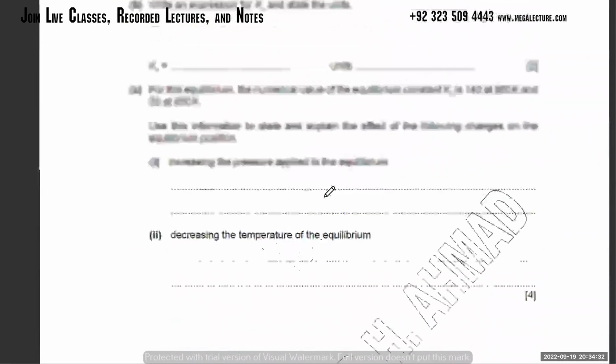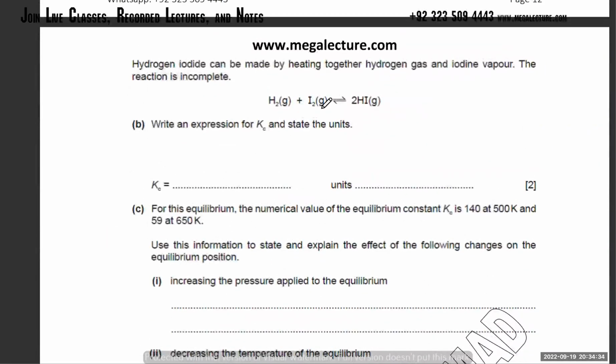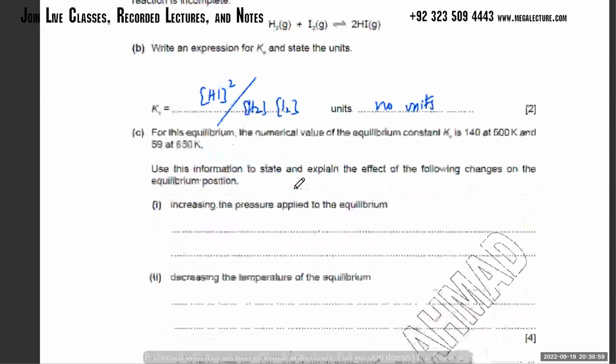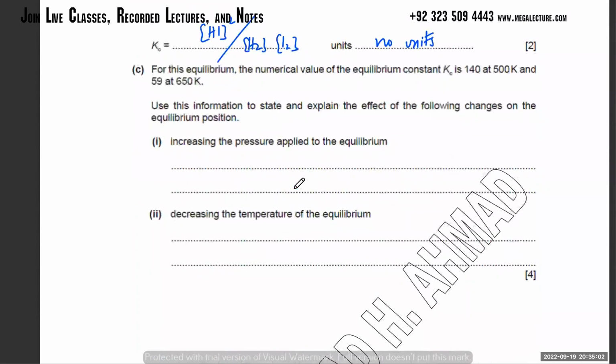Okay, it's this one. So they're saying, let's do this question. Write the expression for Kc. So it's product concentration over reactant concentration. So it's going to be HI squared, and the whole thing gets divided by the concentration of H2 and the concentration of I2. The units are no units, dimensionless. Concentration squared divided by concentration into concentration, everything is going to get cancelled out.